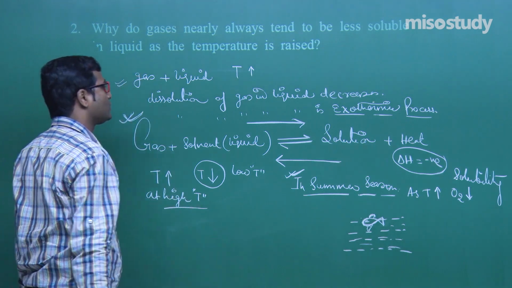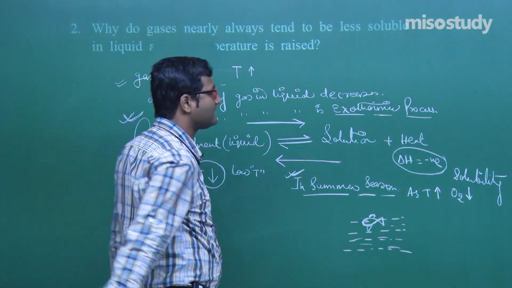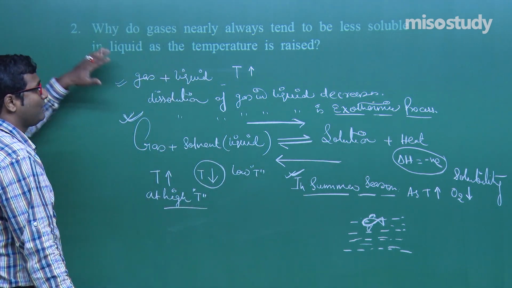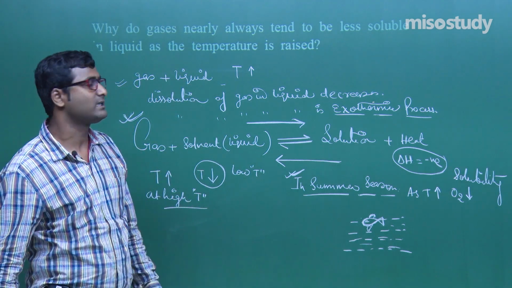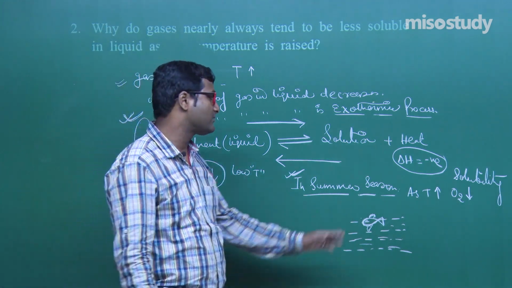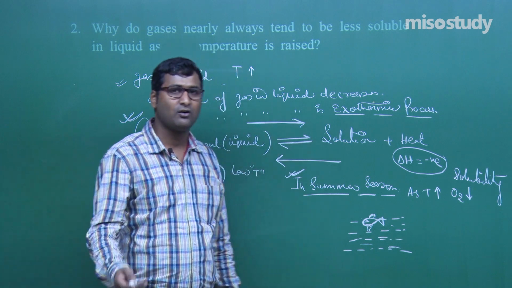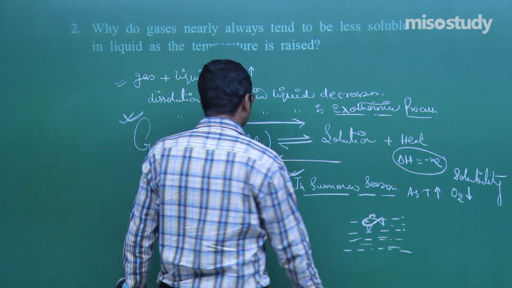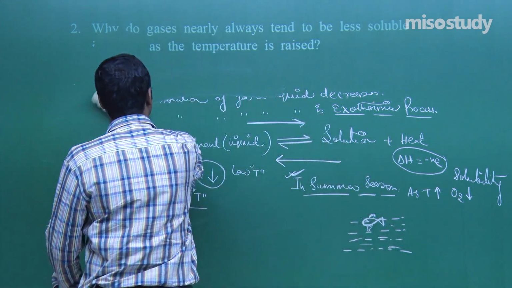But for a 1 mark question, you can directly write that the process is exothermic. Why do gases nearly always tend to be less soluble in liquid as the temperature rises? Because the process is exothermic, and exothermic always favors lowering the temperature, not increasing the temperature. Clear to you, my friend? I think now you can solve this question.